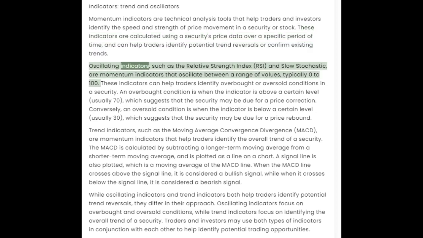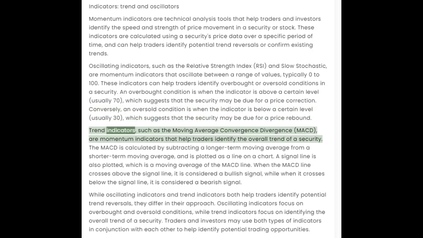Oscillating indicators, such as the relative strength index and slow stochastic, are momentum indicators that oscillate between a range of values, typically 0 to 100. These indicators can help traders identify overbought or oversold conditions in a security. An overbought condition is when the indicator is above a certain level, which suggests that the security may be due for a price correction. Conversely, an oversold condition is when the indicator is below a certain level, which suggests that the security may be due for a price rebound.